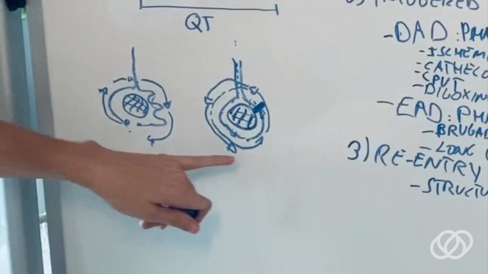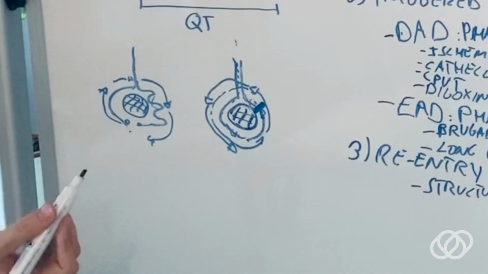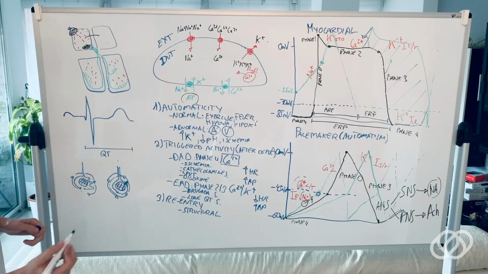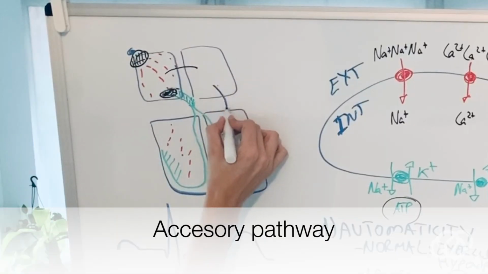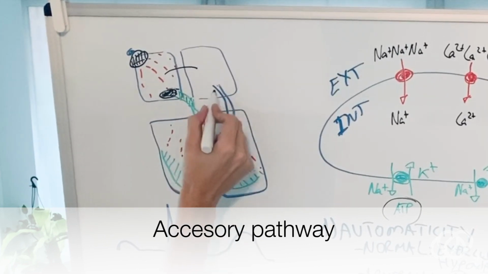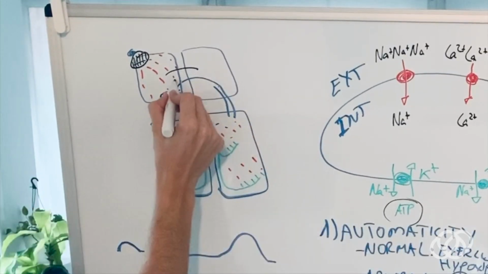This kind of structural circuit, we can find in a lot of situations of the heart. We can find it, for example, in what are called the accessory pathways. The accessory pathways are anomalous tracts that join the atrium and the ventricle, for example here, that lead us to have a circle over here.